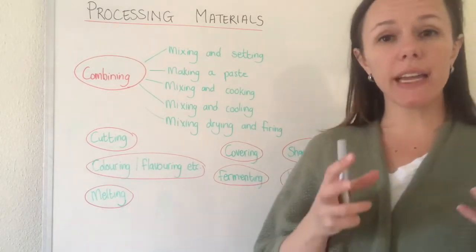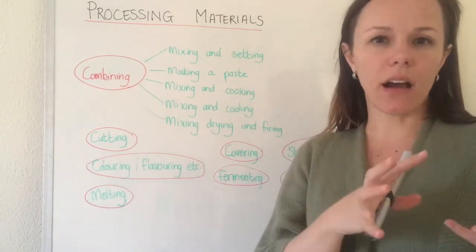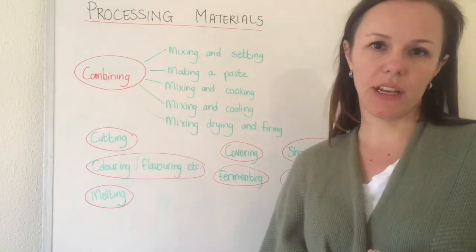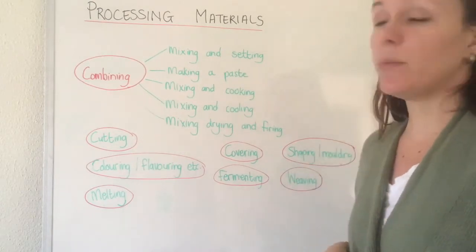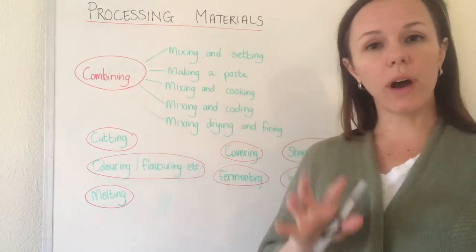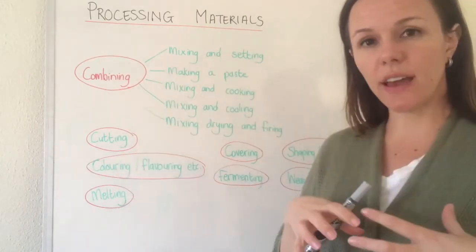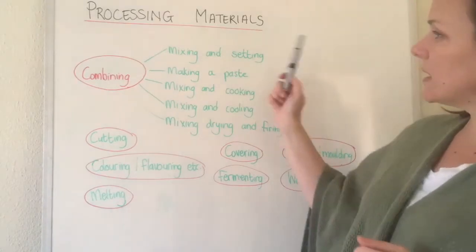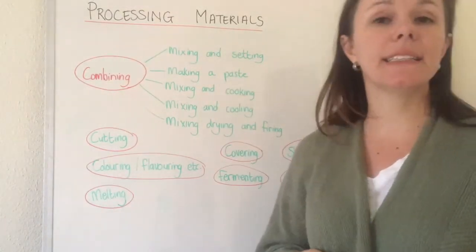Processing means to change something in any kind of way to make something new. So in the textbook, they talk a lot about combining, which means putting two or more things together. And the first thing they mention is mixing and setting.